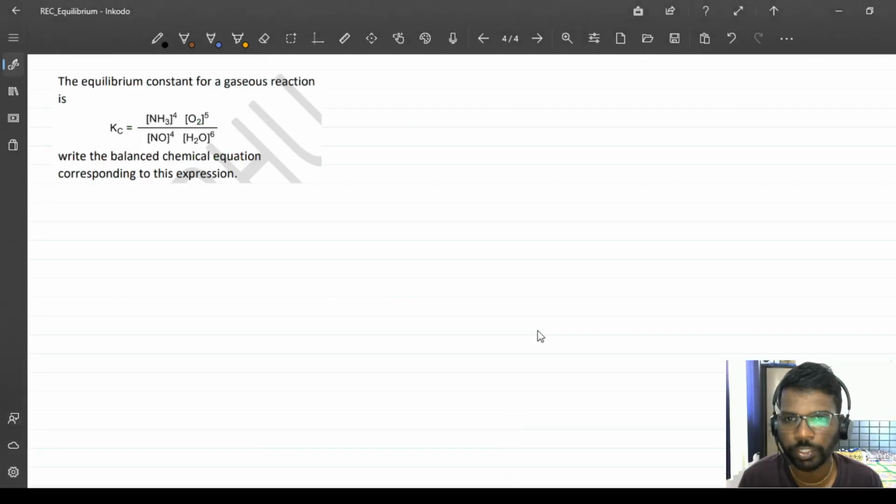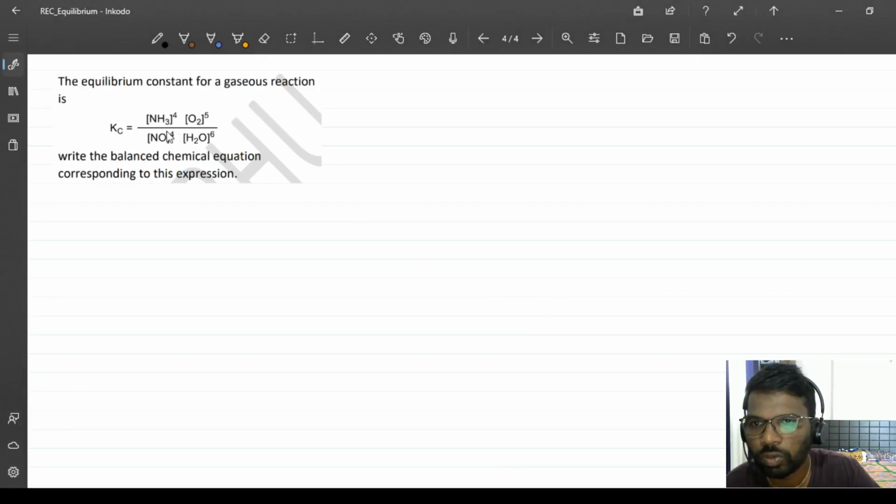Here is the next question. Equilibrium constant for this reaction is given to be Kc is equal to so and so. This is how the equilibrium constant for one particular reaction is expressed. Write the balanced chemical equation for the corresponding expression. So balanced chemical equation: the numerator, whatever is written over here, is a product, and here it is written as a reactant.